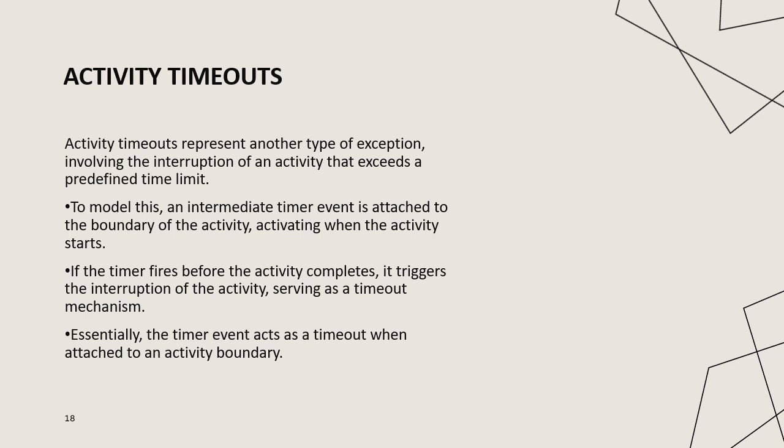To implement this, we use an intermediate timer event. This event is like setting a stopwatch for a specific task within the process. If the task isn't completed within the set time, the timer triggers an interruption. Think of it as having a built-in alarm system. When the timer fires before the activity completes, it essentially says, "Hey, this task is taking too long, let's move on."